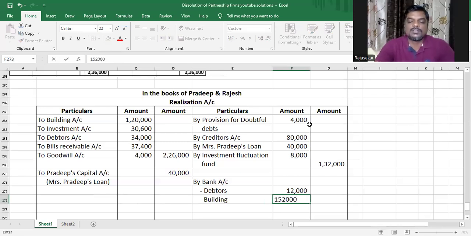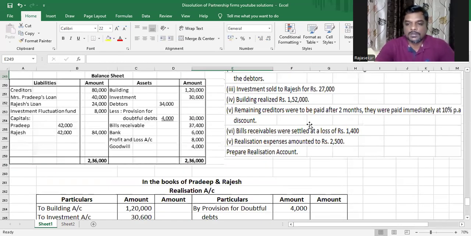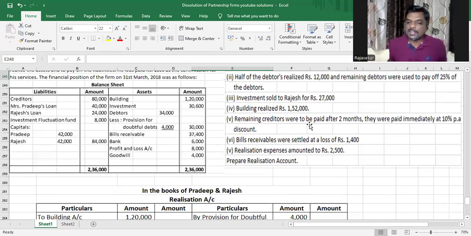$1,52,000. That's done. Okay, the remaining creditors were to be paid after 2 months. After 2 months, they were paid immediately at a 10% per annum discount. This is something that I've already discussed. Am I right or not, my dear children? The remaining creditors. Who are the remaining creditors?